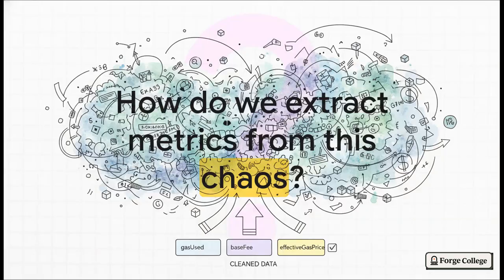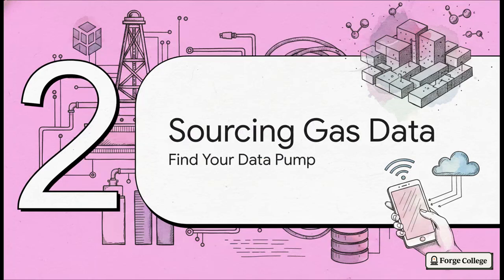If you have ever looked at raw blockchain data, you know it is basically crude, unrefined oil. It is packed with messy hexadecimals, missing headers, and format inconsistencies that will literally make your spreadsheet crash just by looking at it. So, how do we extract reliable metrics from this absolute chaos? Well, to run a solid statistical analysis for your capstone, we need fields like gasUsed, baseFee, and effectiveGasPrice to be perfectly consistent across your entire sample. We absolutely cannot have one row in Gwei, another in Wei, and a third written as some crazy hexadecimal string. It just won't work. Moving right along to Section 2, sourcing your gas data.